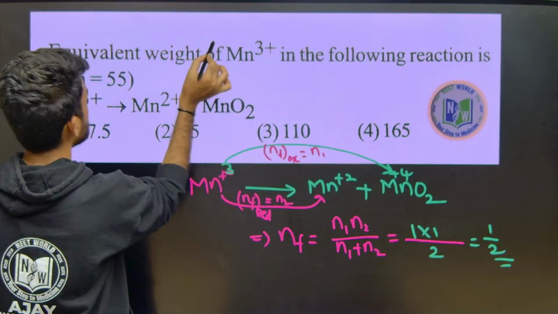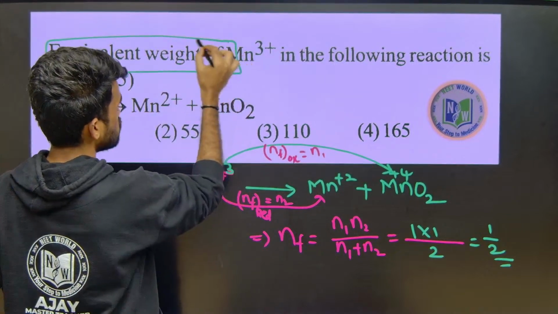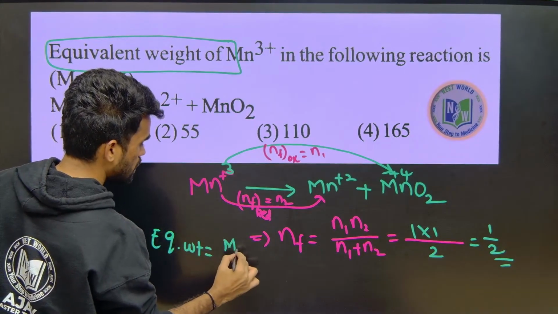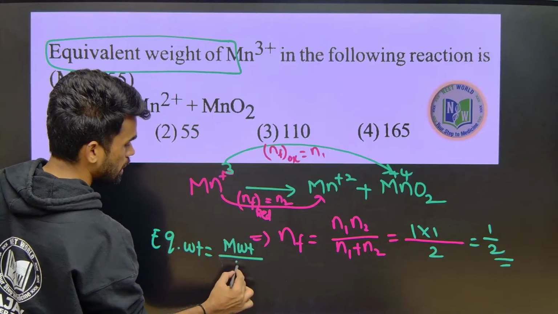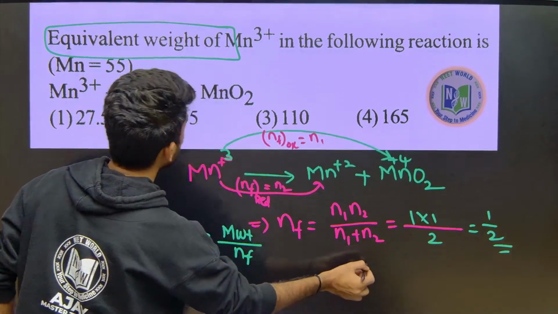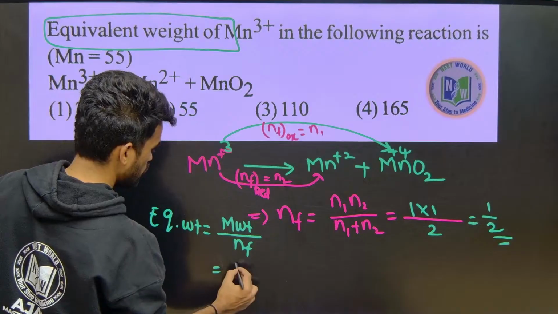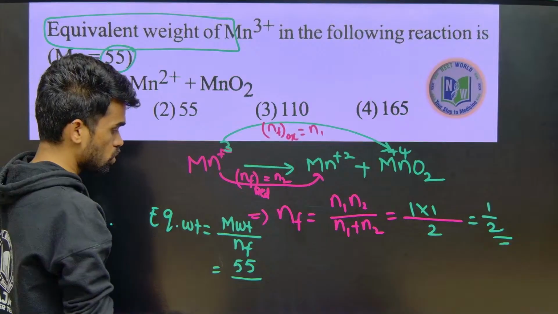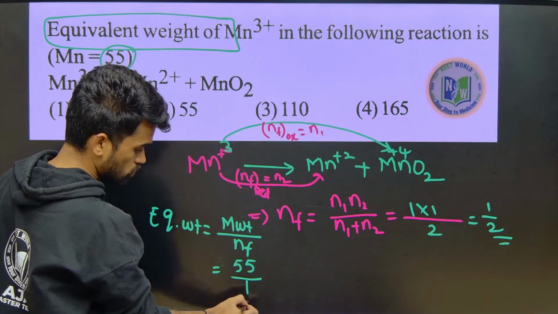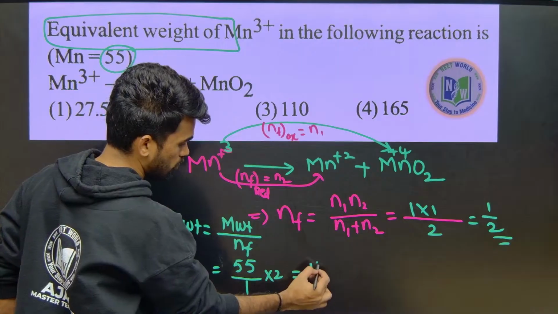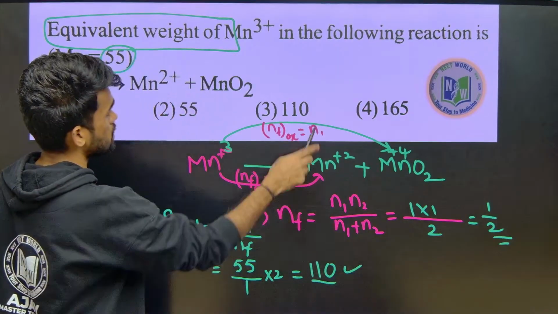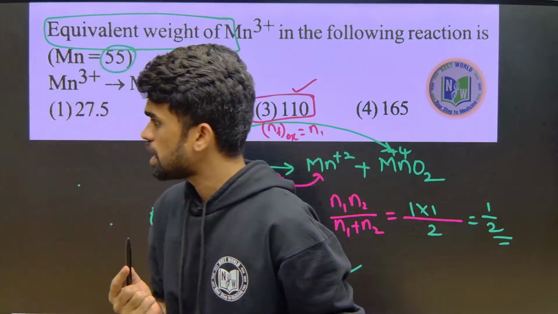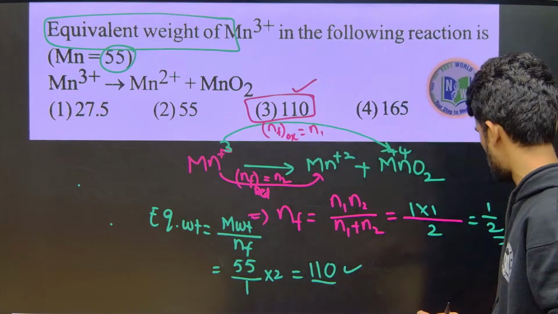Now they are asking us to find its equivalent weight. So what is the equivalent weight? Equivalent weight equals molecular weight divided by its N factor. What is the molecular weight given? The molecular weight given is 55, for this manganese. And the N factor is 1 by 2. So 1 in the denominator, 2 in the numerator, so it will become 110. So 110 is our answer, which is option number 3. Hope this is also clear. Any concerns, feel free to ask me in the comment box.